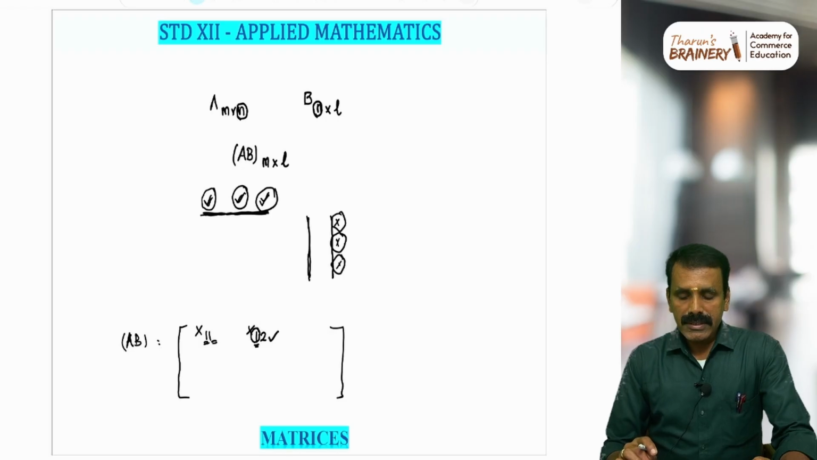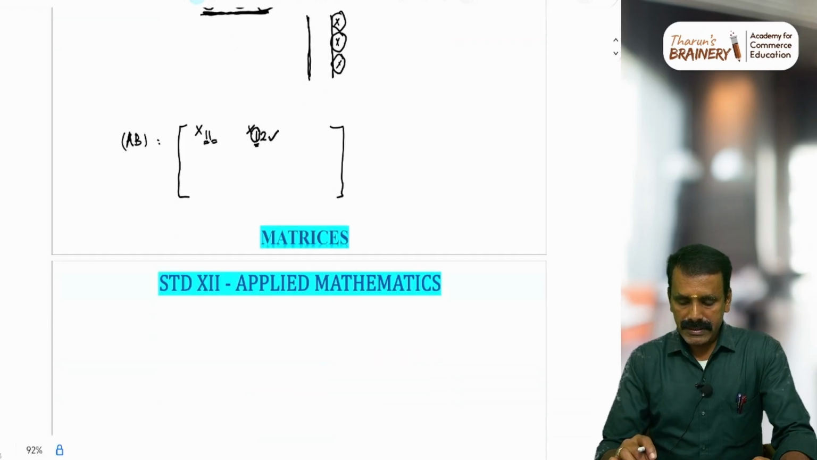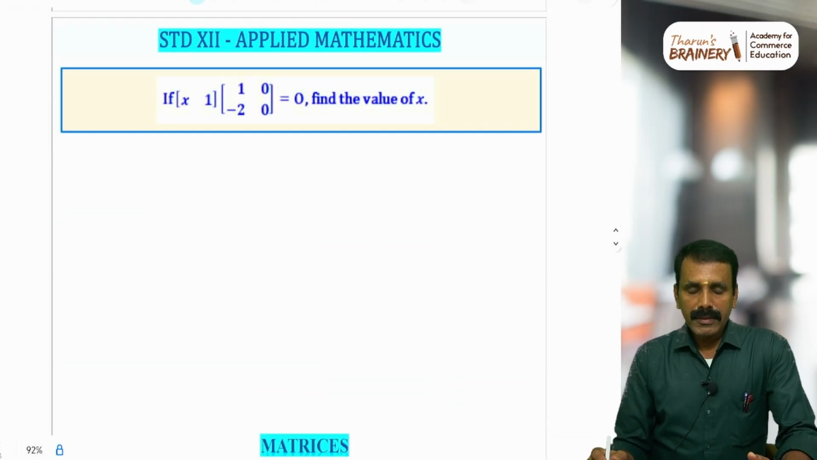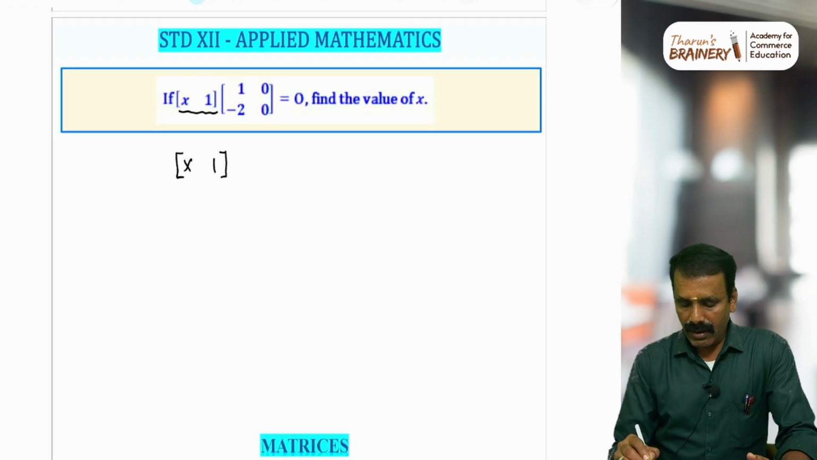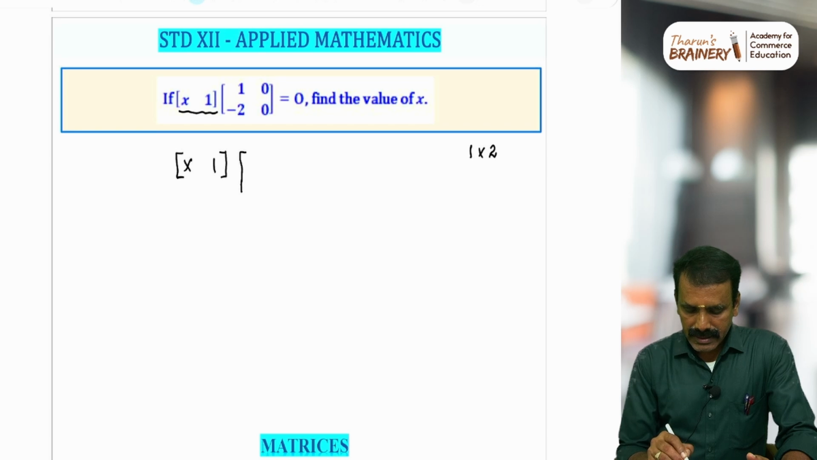So let us solve a few problems on the product of matrices. Consider this problem. We have two matrices. One is a row matrix which is going to have x, 1. What is the order of this matrix? The order of the first matrix is 1 row, 2 columns. And the second matrix is 1, 0, minus 2, 0. The product is going to be a null matrix.